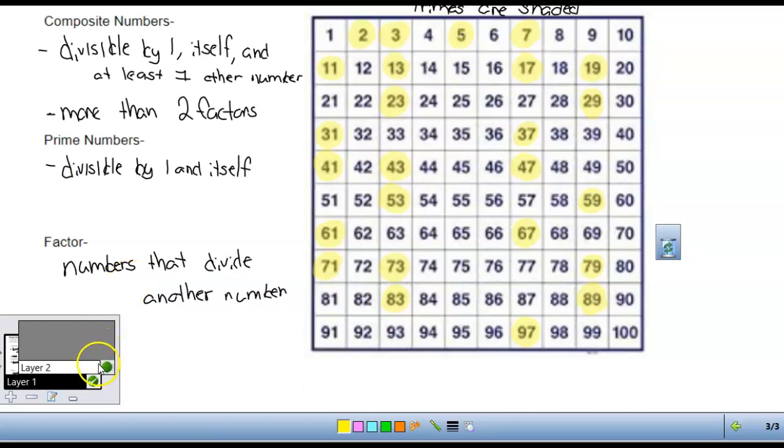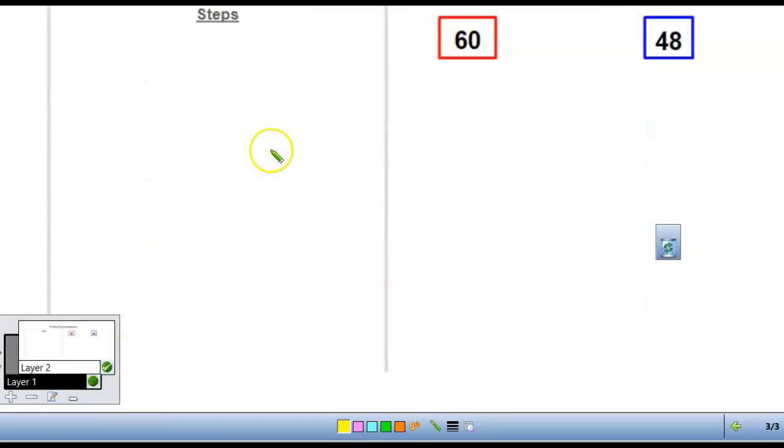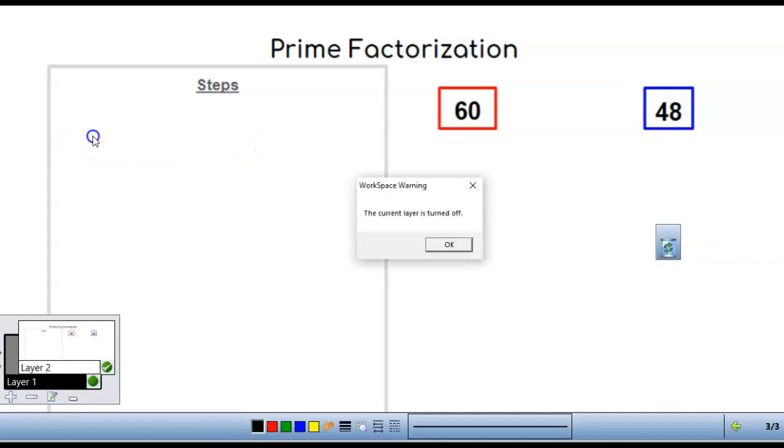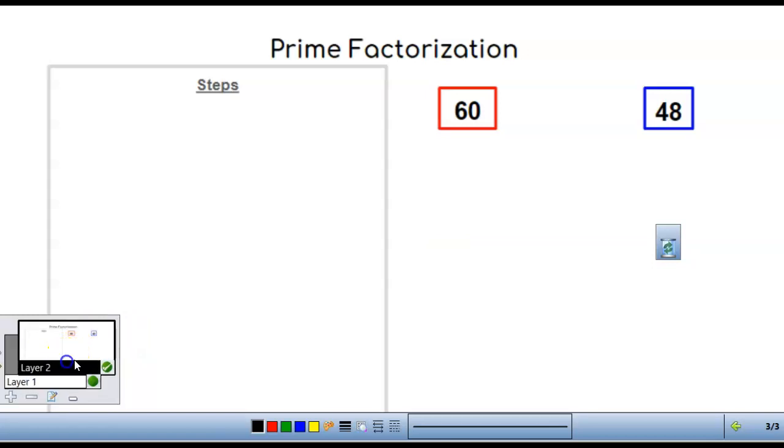Okay, so if you go lower on your page, this is our steps for prime factorization. The goal of prime factorization is to get a number down to its prime numbers. These are our steps. I'm going to do this one in blue. Step 1, create a factor tree.